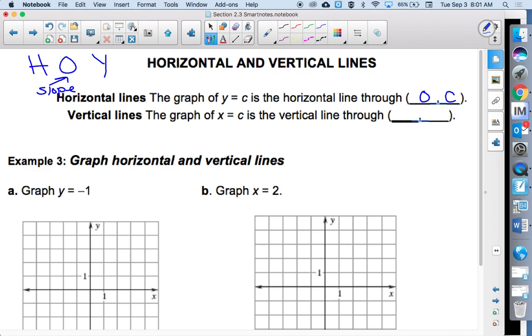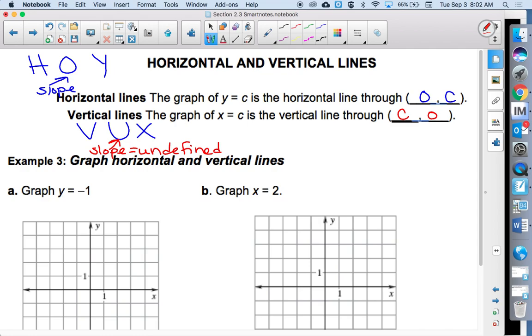A vertical line, we use the word VUX, which I guess technically isn't a word, but this means that the slope is undefined. And that's what we talked about on Friday. An undefined slope creates a vertical line. That vertical line is in the form x equals instead of y equals. So a horizontal line has a slope of 0, y equals 4. A vertical line has a slope that's undefined, and it's x equals 4.